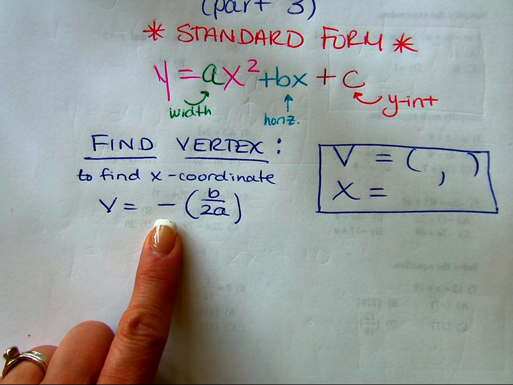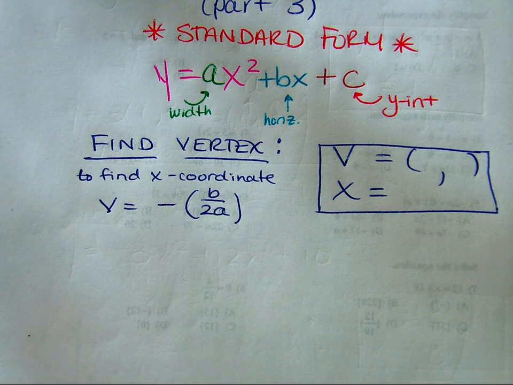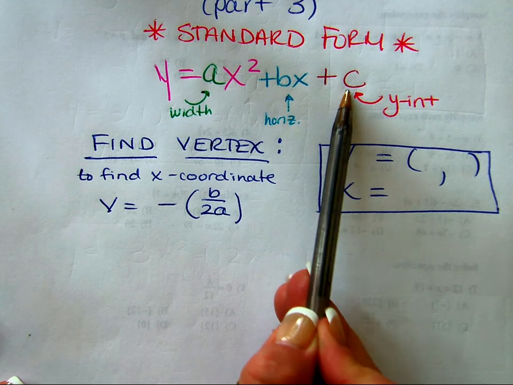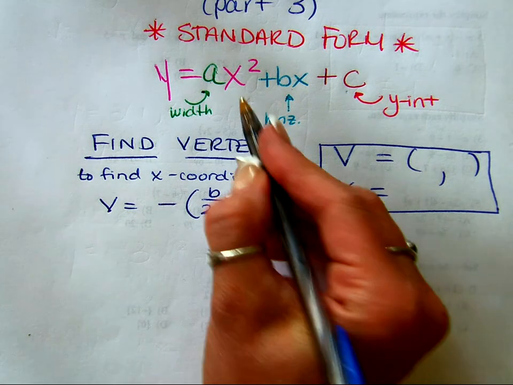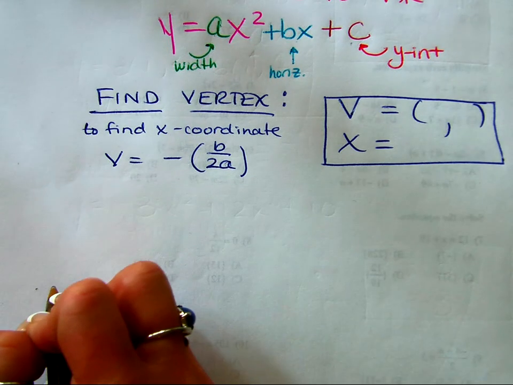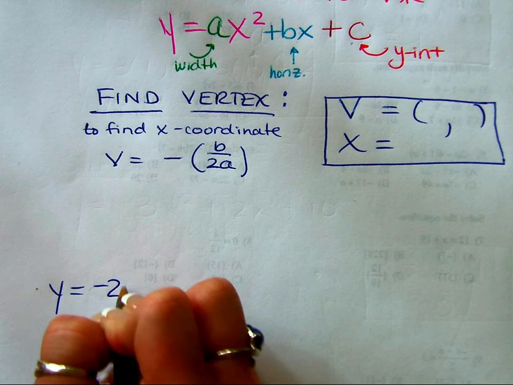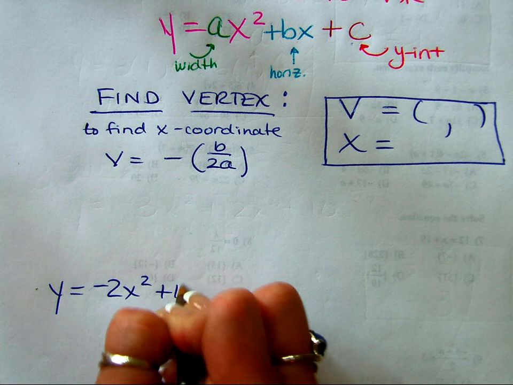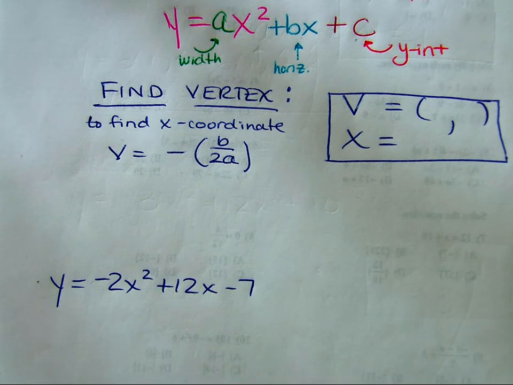Okay? And I know you're like, well, a, b, and c. You know what a, b, and c is. It's right here. So I'm going to give you this example. I want you to skip a couple lines here on your paper. Put y equals negative 2x squared plus 12x minus 7.